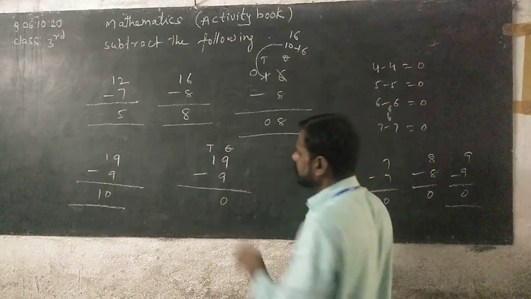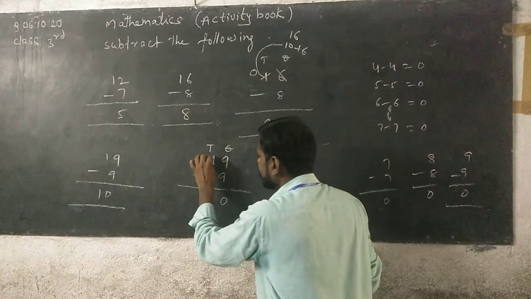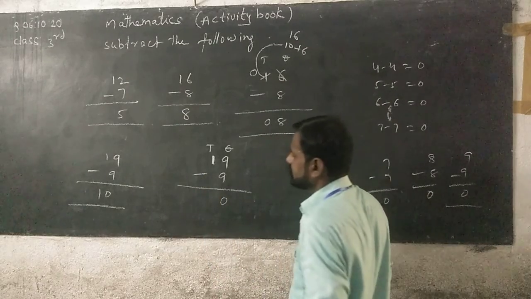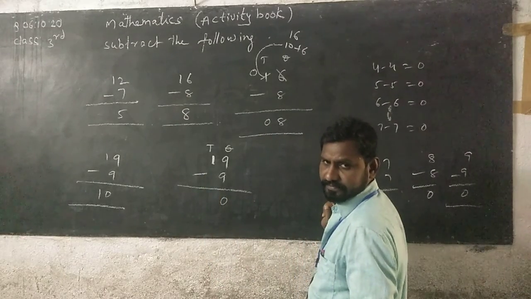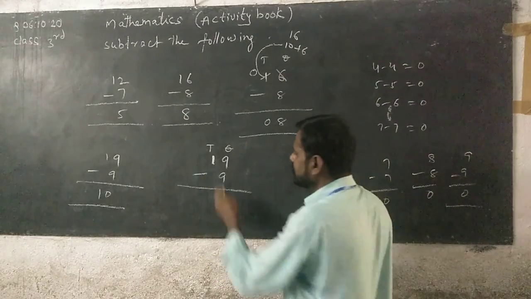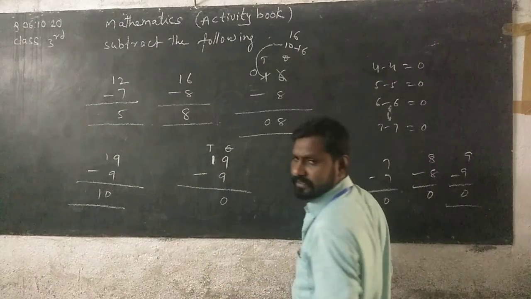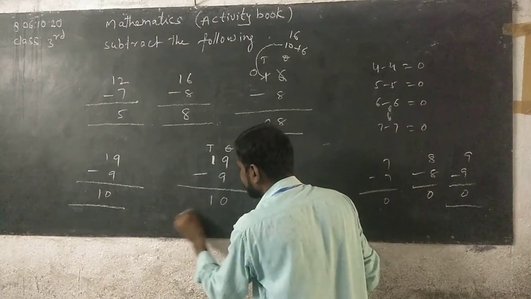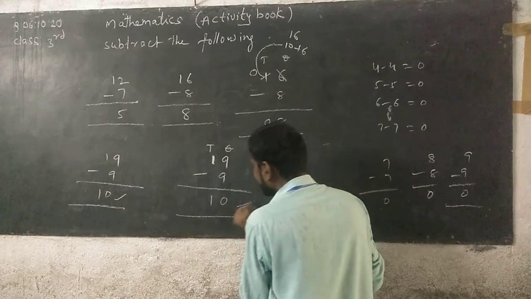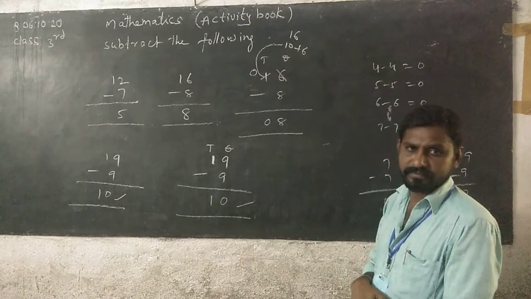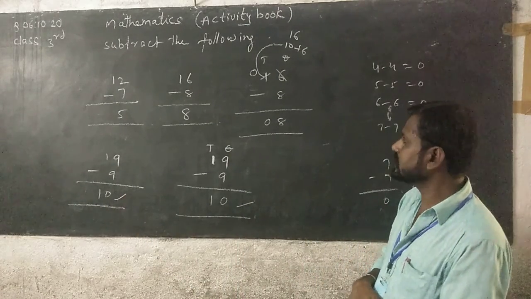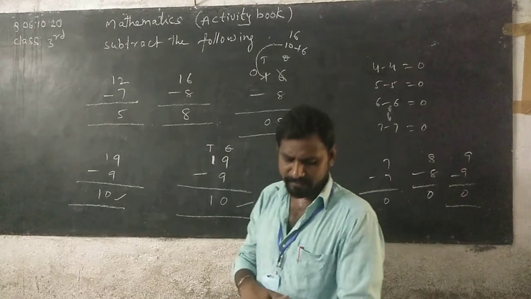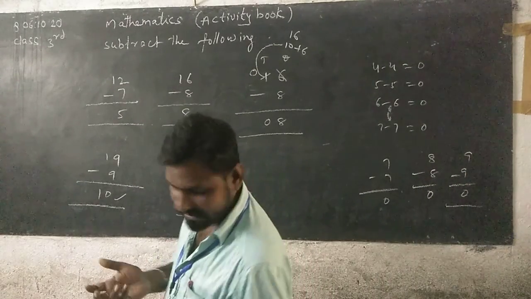Next, we have to go to the tens place. So here 1 is given. So there is no number under 1. So here you can write directly. There is no number, means you can think that is 0. 1 minus 0, you can get 1. So here also 10, here also 10. So this is the borrowing method. This is the direct method. See, I can explain the next one.